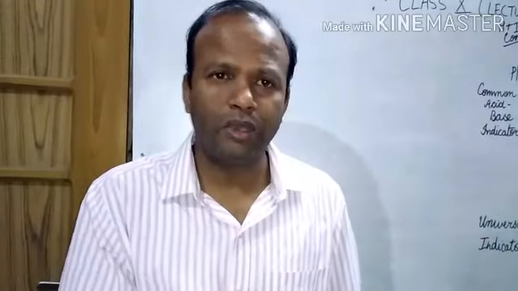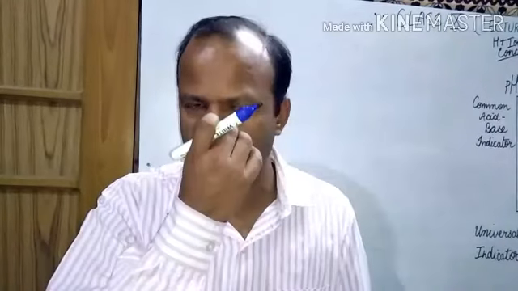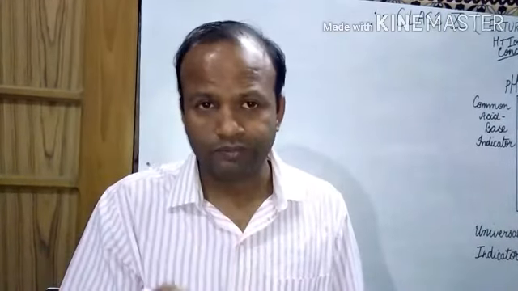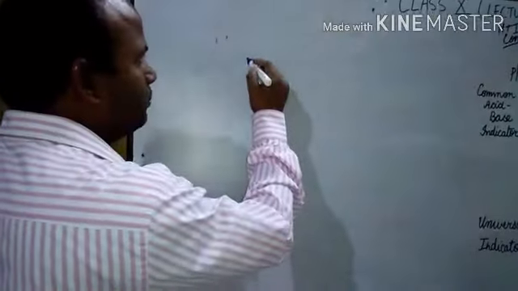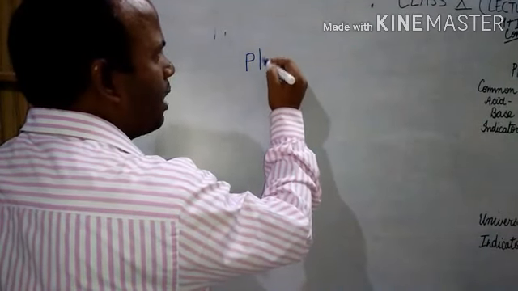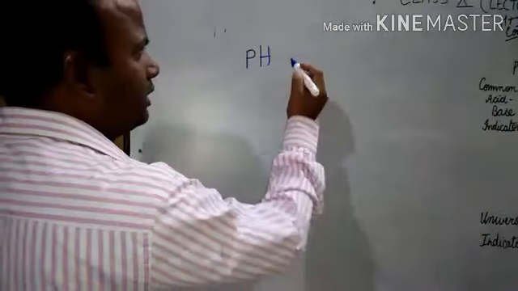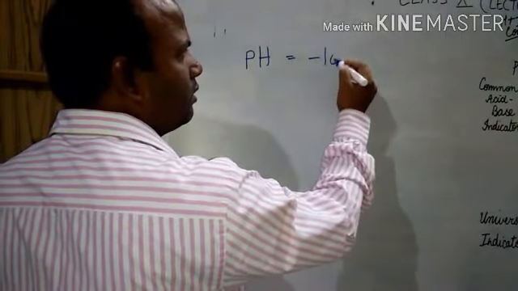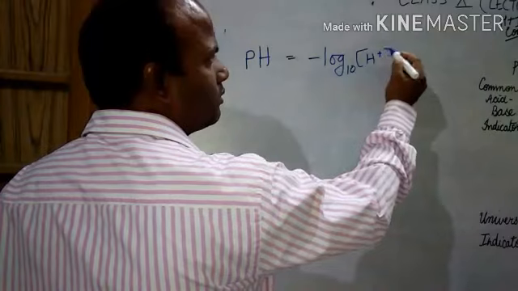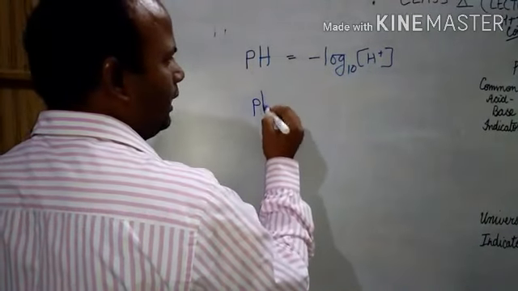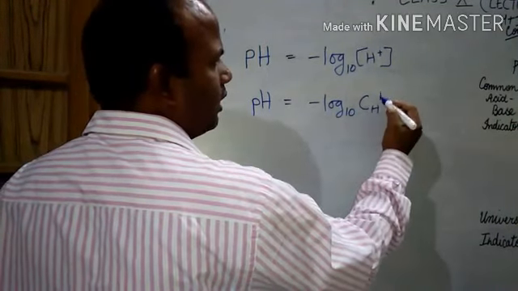So what does pH mean? pH originated from a German word, and it means power. It represents the power. Power of what? Power of hydrogen ions. So basically it was found that pH is equal to minus the logarithm base 10 of the concentration of H plus. So pH is minus log base 10 of C H plus.